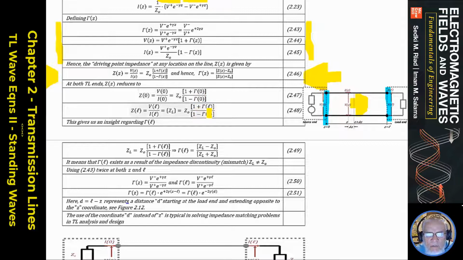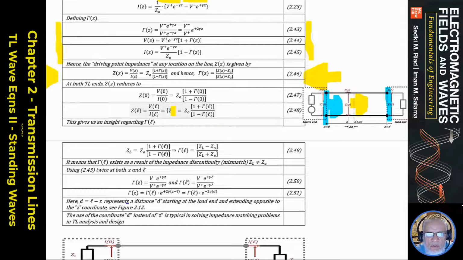Alright, this is related to the reflection coefficient at the input side, and this is related to the reflection coefficient at the load side. But guess what? V of L over I of L, as we've seen before, is basically the impedance Z sub L right here, the ratio between the voltage and the current here. While the voltage and current here will be the input impedance, which is going to be the driving point impedance at the input side of the line itself. So that's Z of z right there. Well, this one here is Z sub L.